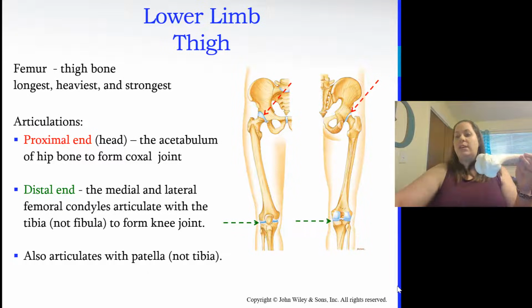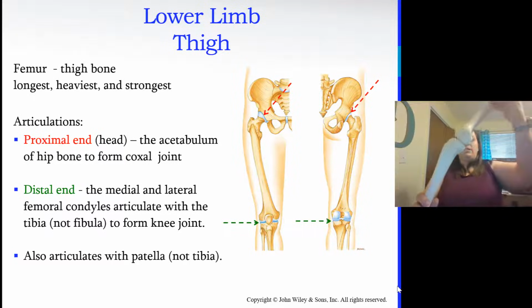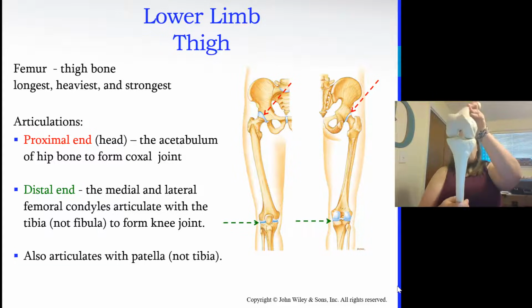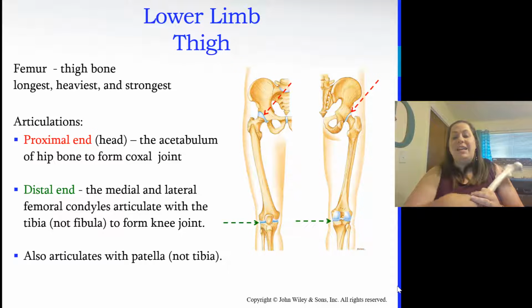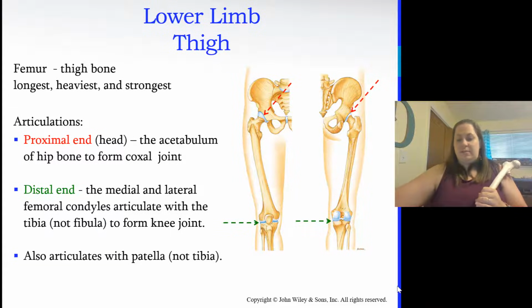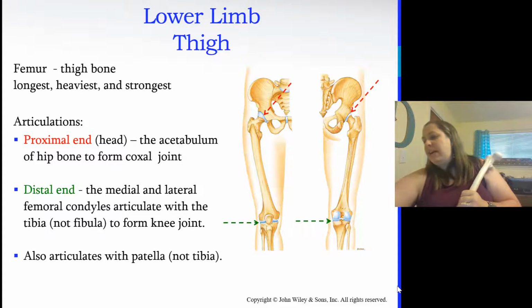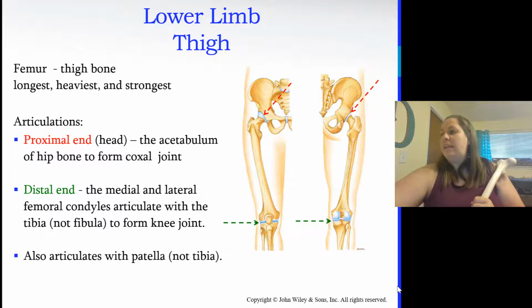So if we take a look at this, we see that they're going to fit together here to form your knee joint, but the fibula is not part of this. This is just the femur and the tibia. It also is going to articulate with your patella, which is known as your kneecap.